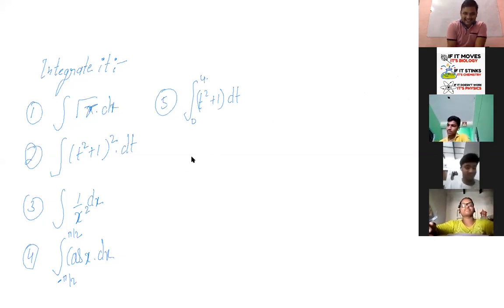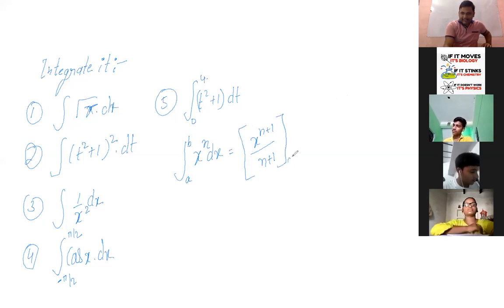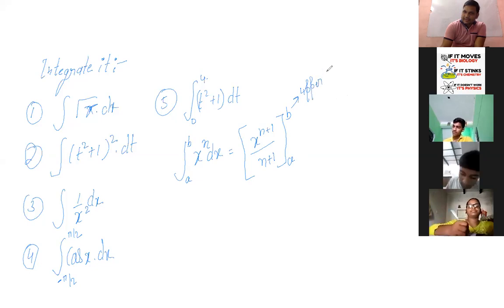If it is x to the power n and you are integrating it, and the limit is from a to b, you solve it as x to the power n plus 1 upon n plus 1, and put square brackets with b and a. This b is your upper limit, and this a is your lower limit.